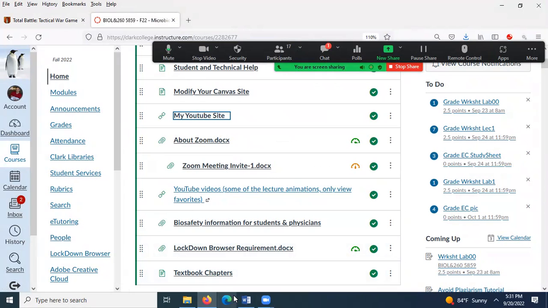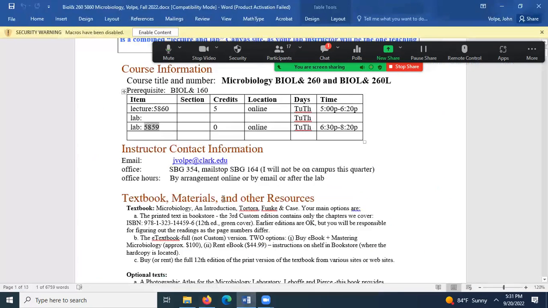If you email me at the clark.edu website, I will only be checking this email about twice a week. The reason is I get a lot of garbage email sent to this email account, so I don't check it that often. So if you want a quick response, send your email through Canvas. Any question about any of that?